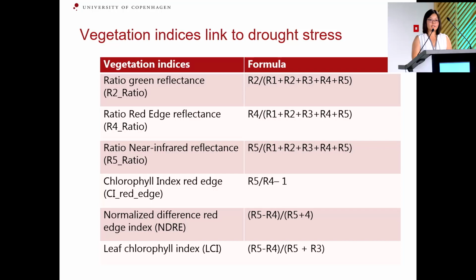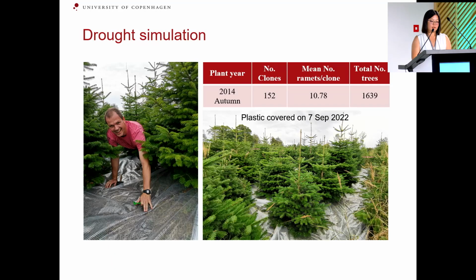This is the summary table for the vegetation indices, which have a high significant correlation with the drought stress traits. So now we want to see, can we see the same results when we go to the forest stand? That's also one question from the previous presentation.